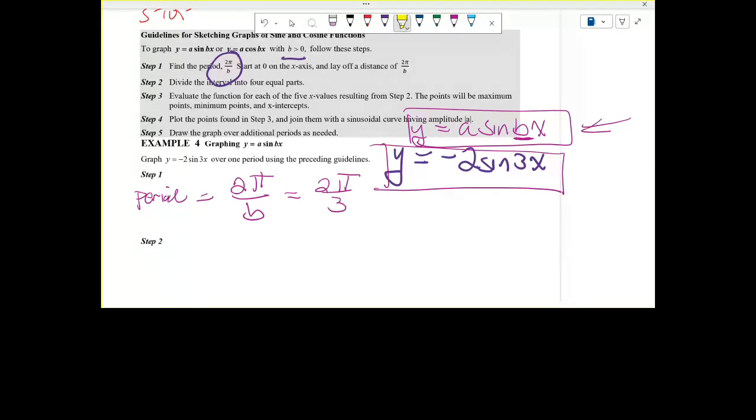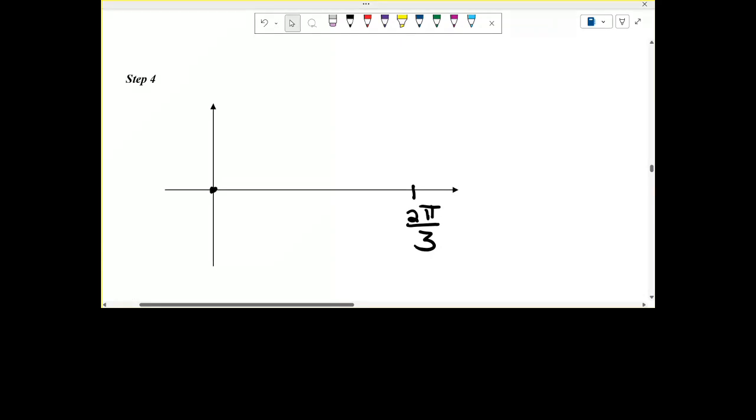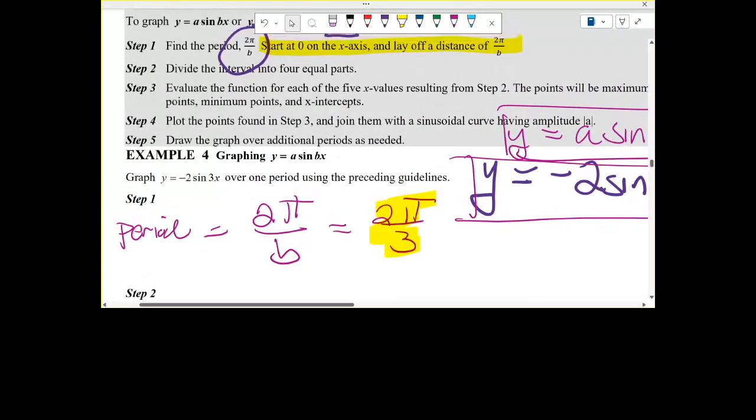In addition, step number one says we're going to start at 0 on the x-axis and lay off a distance of 2 pi over b. In this case, we're going to lay off a distance of 2 pi over 3. Let me zoom out a little. I'm going to do it down here. I know it's probably on the next page for you guys, but look, there's 0. I'm going to put my 2 pi over 3 kind of at the end so I have enough room to do what I need to do. Here's my 0, there's my 2 pi over 3. Let's come back and see what else we've got.